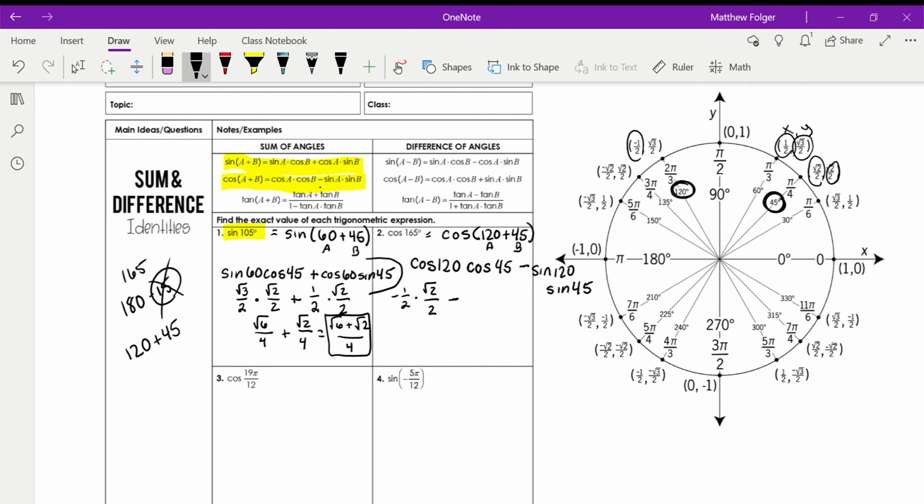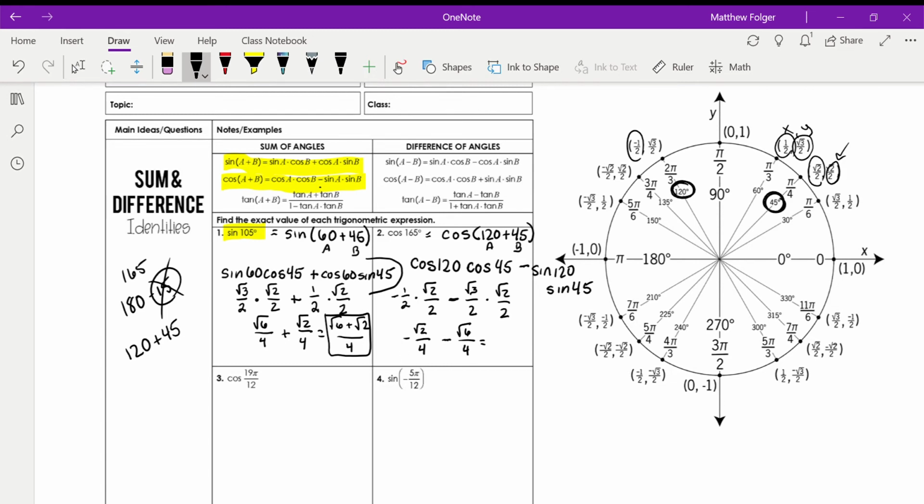Minus the sine of 120 is square root of 3 over 2 times the sine of 45, which is the y value here, square root of 2 over 2. At this point, it's the same process. Negative 1 times square root of 2 is negative square root of 2 over 4. 2 times 2 is 4. Minus square root of 6 over 4.